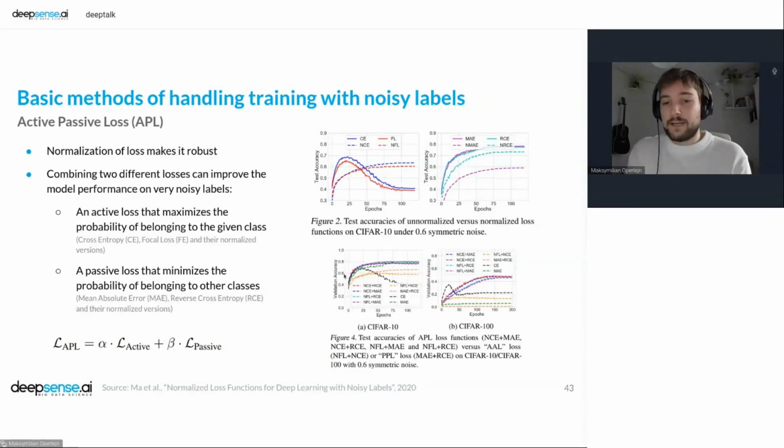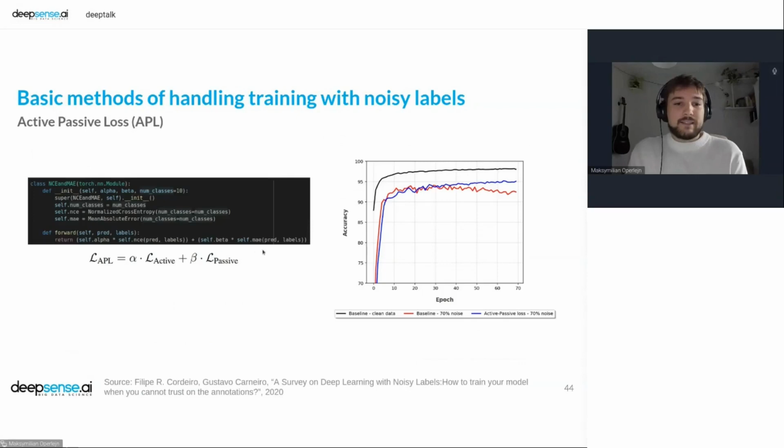As you can see here, the cross entropy in black overfits. The mean absolute error here achieves good results, but for example for CIFAR-100, it underfits. And for the combination of both passive and active losses, we got very nice results. As you can see, the implementation once again is very easy. We are just combining two losses by alpha and beta, so some proportions. And here, in my experiment, it actually works. It doesn't overfit the data.